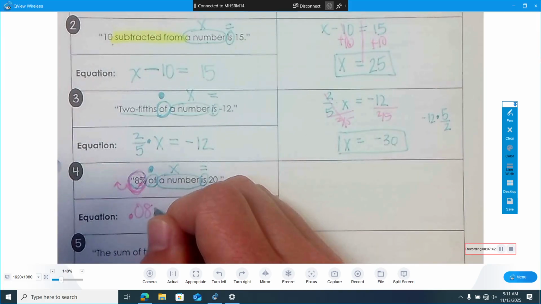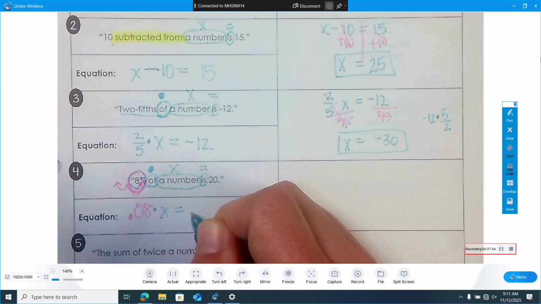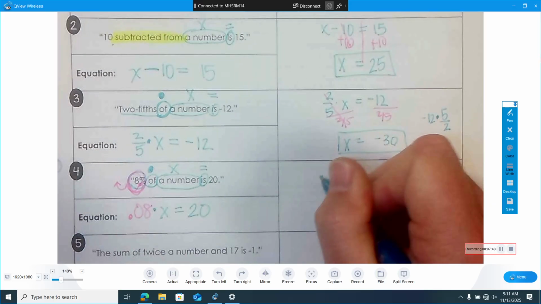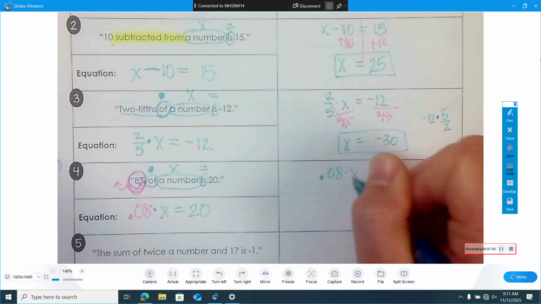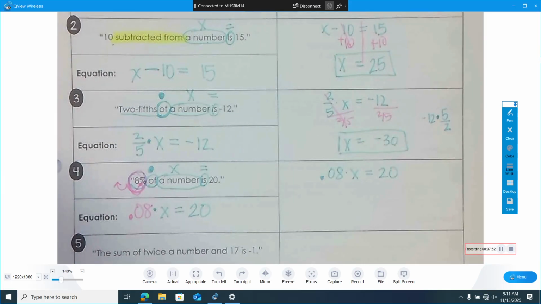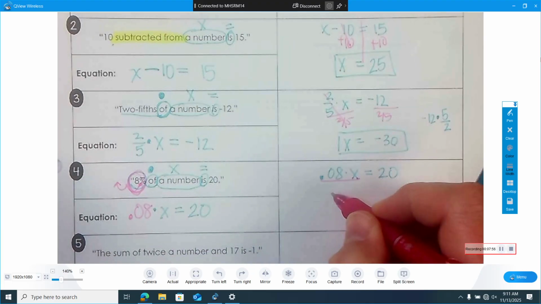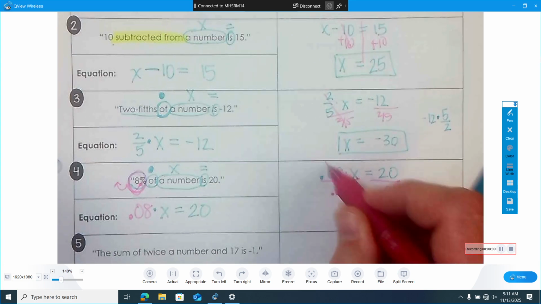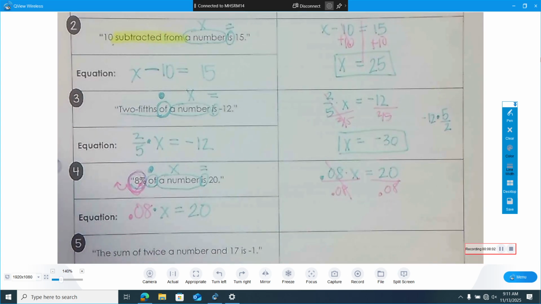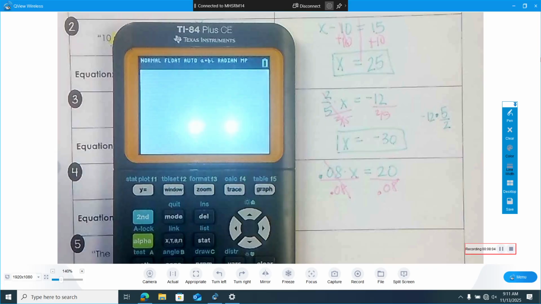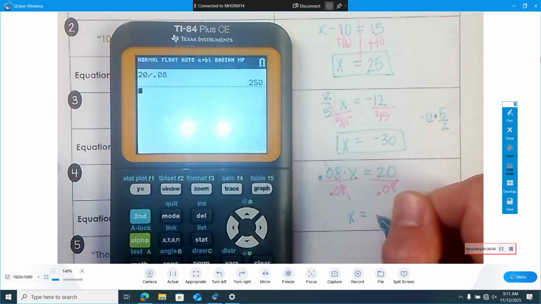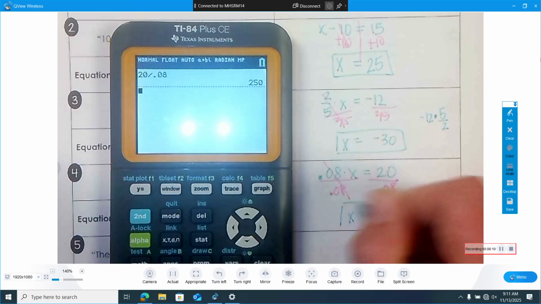So we have 0.08 times x equals 20 for our equation. How do we get x by itself? Divide by 0.08. Use my trusty rusty calculator here. 20 divided by 0.08. I get x equals 250.